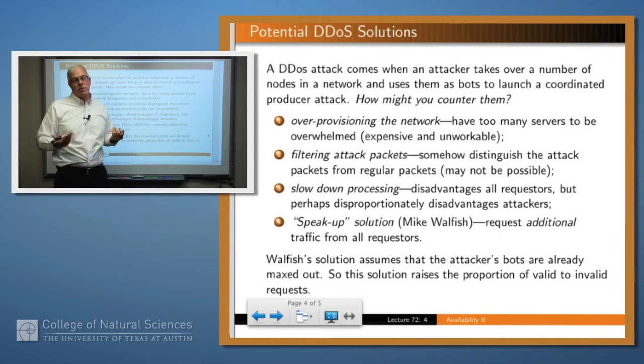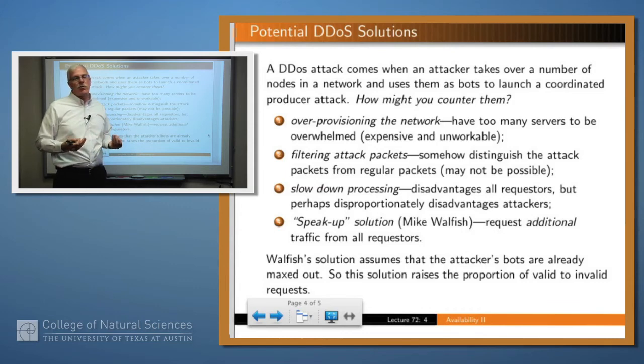Another way is to try to, as we've said, filter the attack packets. But that's difficult. In general, you can't know whether an arbitrary packet has malicious content or not. You might try slowing down the processing, but of course that disadvantages everyone. It disadvantages your legitimate clients, but the idea is that it also disadvantages those who are sending you malicious packets, and since they may be sending you more packets, that may disadvantage them even more.